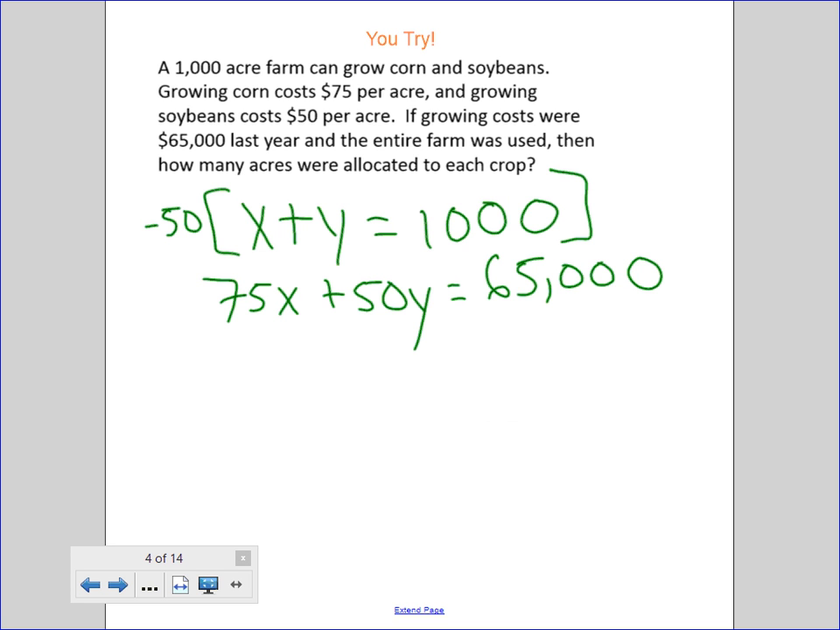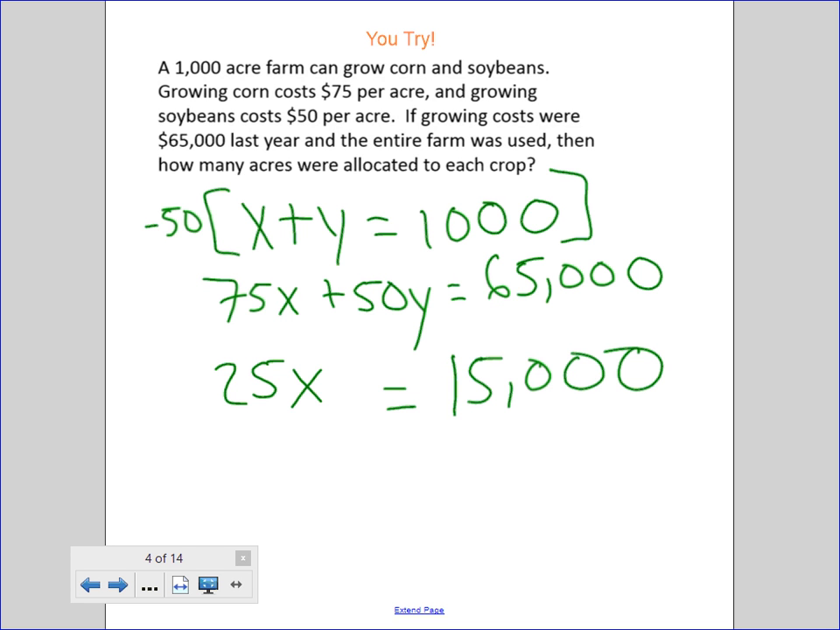So if I do negative 50x plus 75x, I get 25x. My y's are canceling out by design. And then I have negative 50 times 1,000, which is negative 50,000. I'm going to add that to 65,000. So I'll do negative 50,000 plus 65,000, and I'm left with 15,000. The last step will be to solve for x, and then we'll plug that in and get what y is.